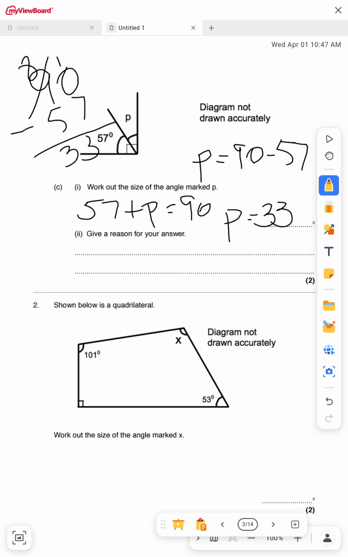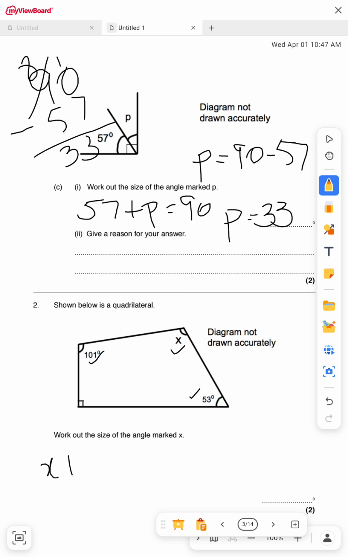Okay, shown below is a quadrilateral and the diagram is not drawn to scale and it's not drawn accurately. Work out the size of the angle marked X. Now, the sum of the angles in a quadrilateral is 360 degrees. So this is 90, this is 101, this is X, this is 53. So we have to find the angle marked X.